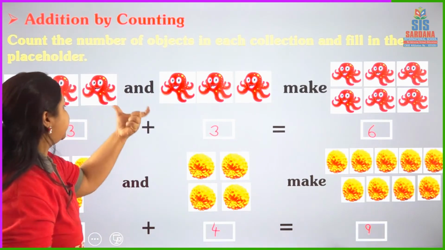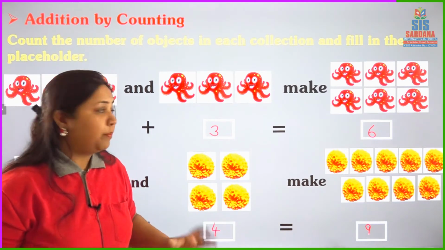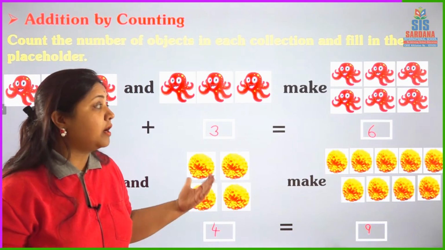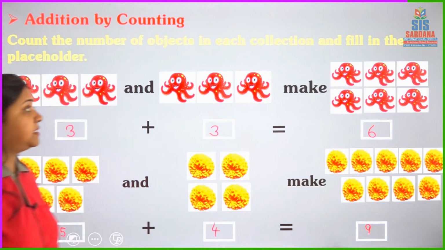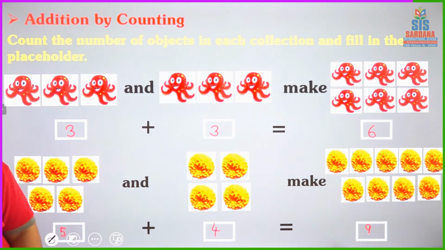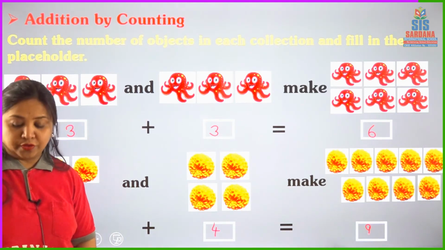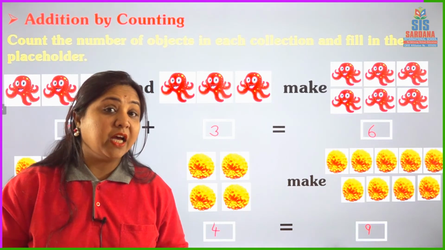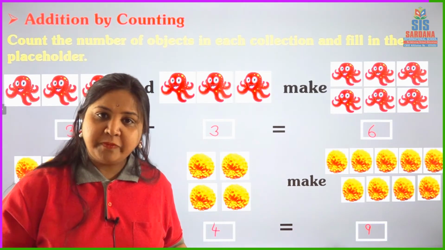So in these two collections, octopuses are less. Separately they were less. But when they formed a group, there were more number of octopuses. Means 6 are there. So this is what, children? This is counting by objects. See, objects are there and we have counted them together. So here we have done the addition by counting the given images, given pictures, given objects.